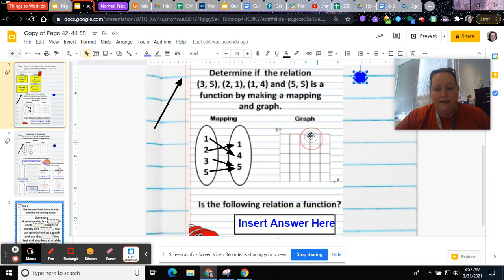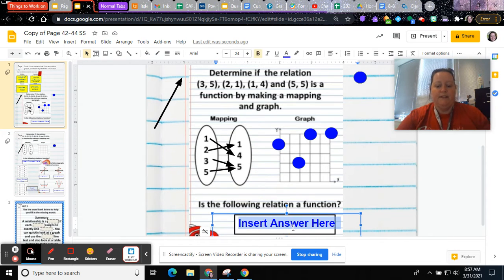So (3, 5), (2, 1), (1, 4), and then (5, 5). It's definitely not a straight line, so it's not a linear function. But since none of the x's repeat, it would be considered a function. So is it a function? Yes. No x's repeat.